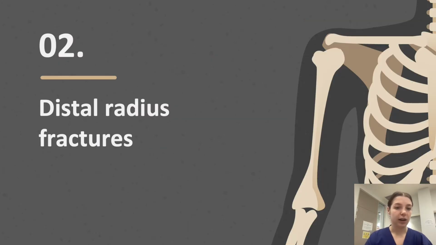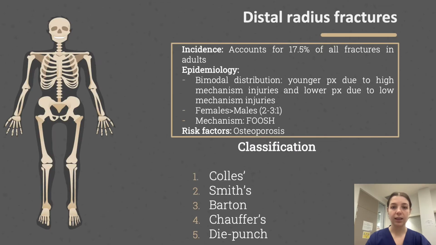Having a look at distal radial fractures, they account for roughly 17.5% of all fractures in adults. They have a bimodal distribution, so you see a lot of numbers in younger patients and then the very older patients as well. In younger patients, it's generally due to high mechanism injuries, whereas in your older patients, it's due to low mechanism injuries. There is a skew towards more of these presentations in females rather than males, and the mechanism is falling onto an outstretched hand. The greatest risk factor for distal radial fractures is osteoporosis.